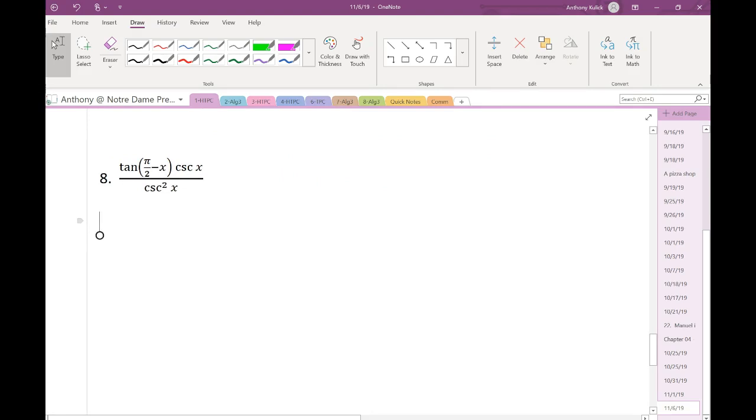Okay. 8. What are you going to need to use? What's super obvious? The cofunctions, because of that pi over 2 in there. Let's get rid of that first off. What should I turn that into? Cotangent.